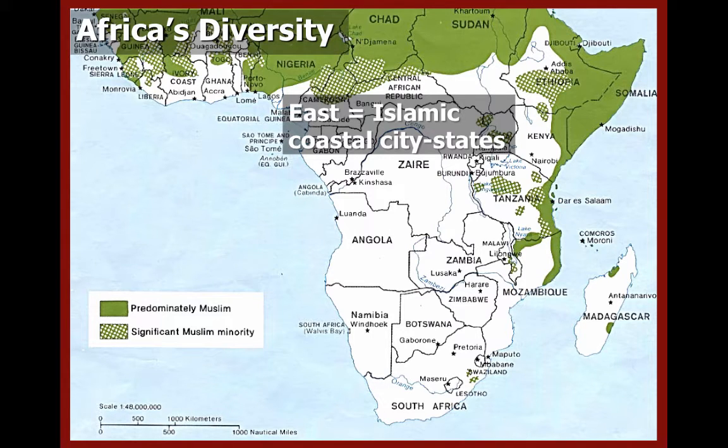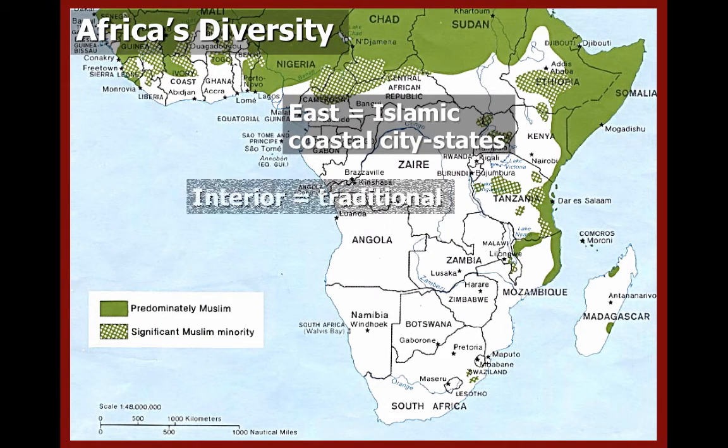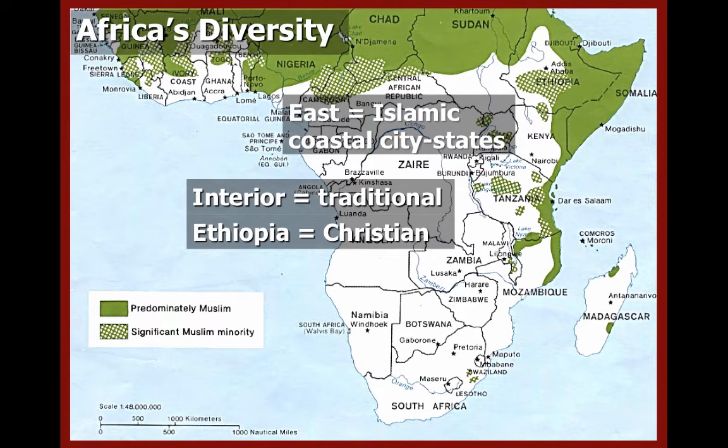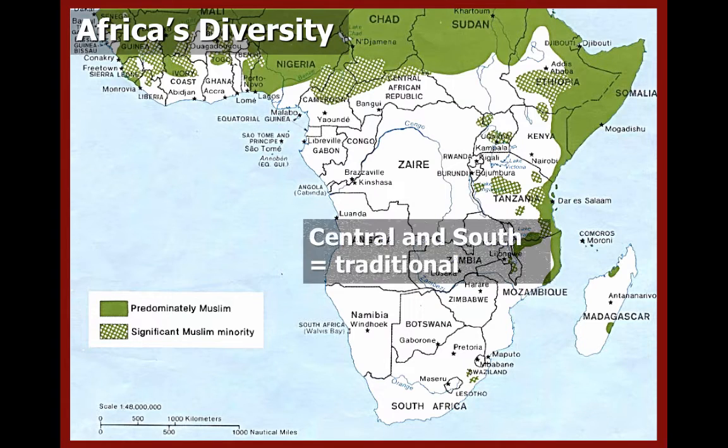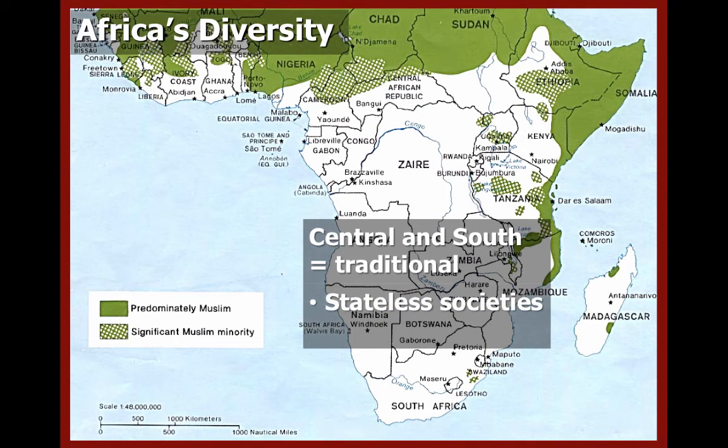In the East African interior, farmers and hunters often retained their traditional cultures, while the Ethiopians practiced an ancient form of Christianity. Central and South Africa was not yet influenced by Islam or Christianity, and was populated mostly by traditional villages and stateless societies. They had evolved this way likely to reduce the concentration of large populations, which would make the transmission of diseases like malaria much more common and much more deadly.